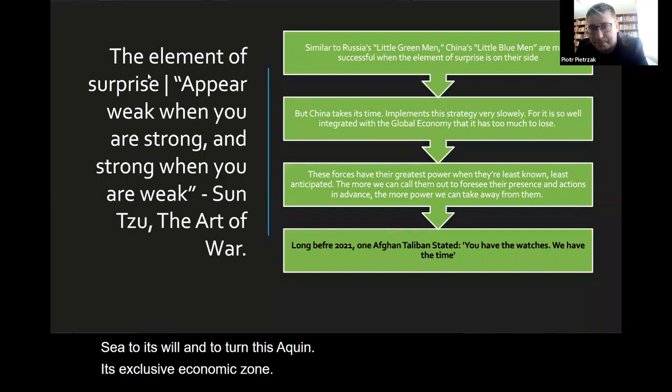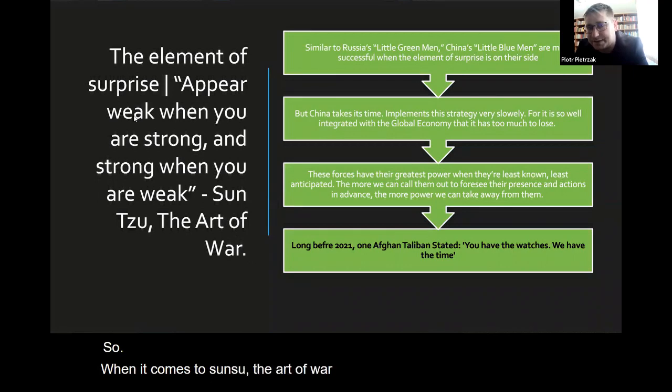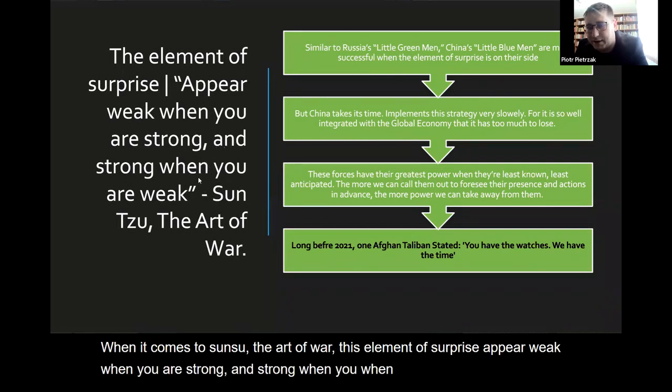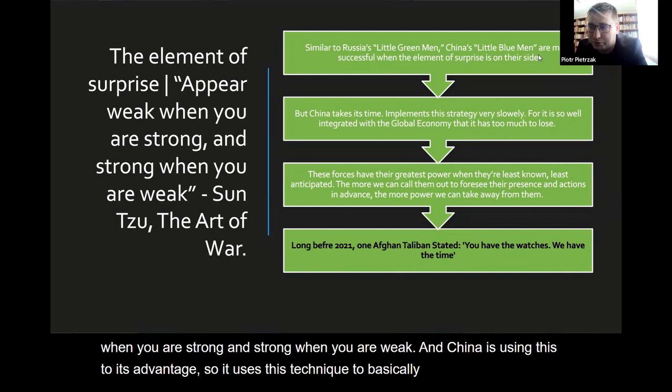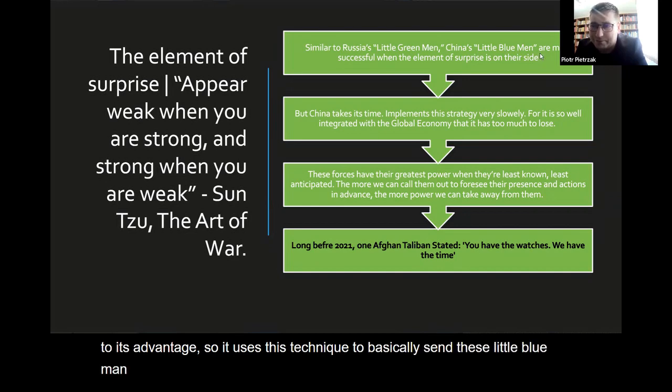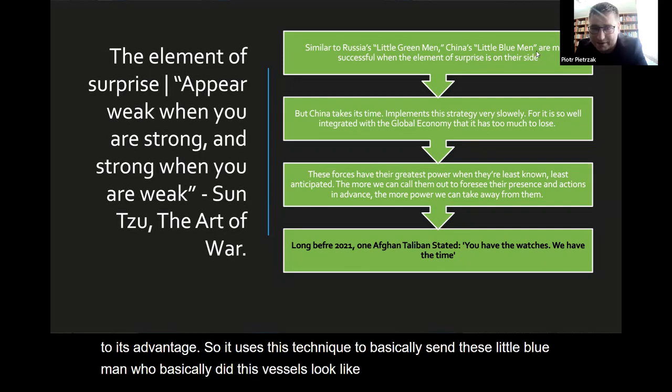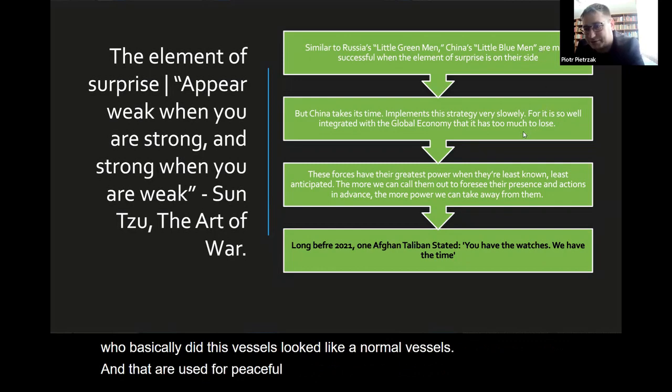So when it comes to Sun Tzu's Art of War, there is this element of surprise: appear weak when you are strong, and strong when you are weak. And China is using this to its advantage. It uses this technique, sending these little blue men, whose vessels look like normal vessels used for peaceful purposes, to exert its influence in the region.